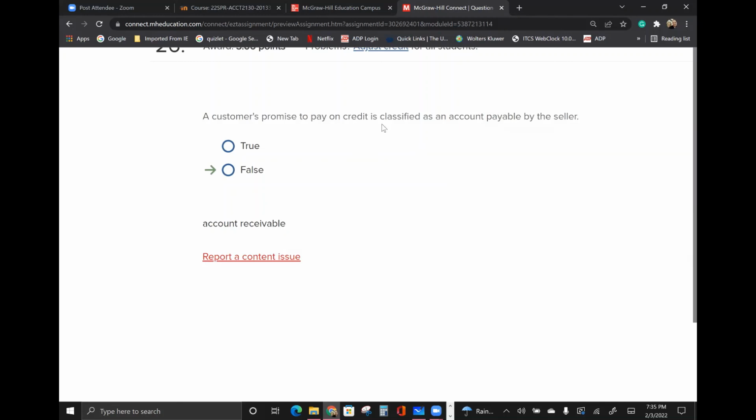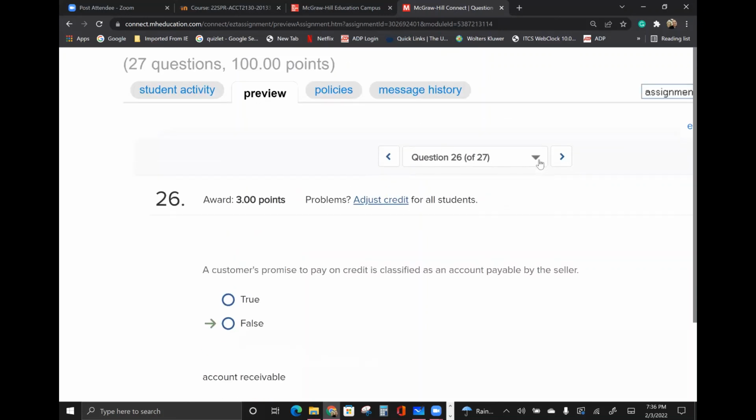Customers promise to pay on credit is accounts payable by the seller. If I'm selling you something and the customer is going to pay me on credit, it's not accounts payable. What's that called? They're going to have to pay me in the future. I'm going to receive money in the future. Accounts receivable. Revenues will always increase equity. That's true, because revenues are money coming in, so it's always going to increase that.